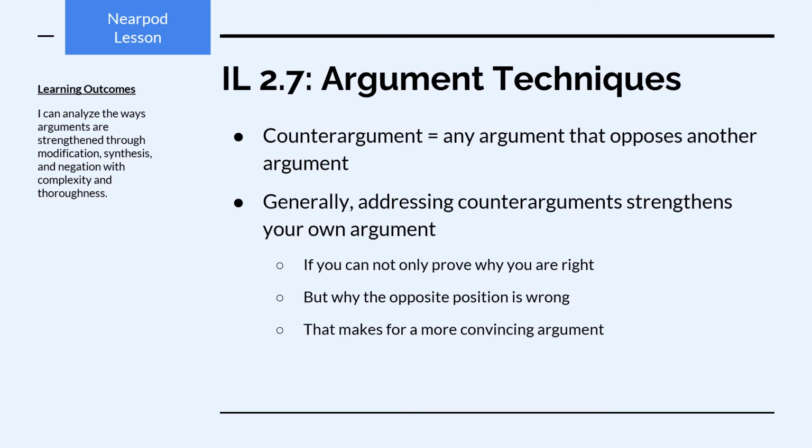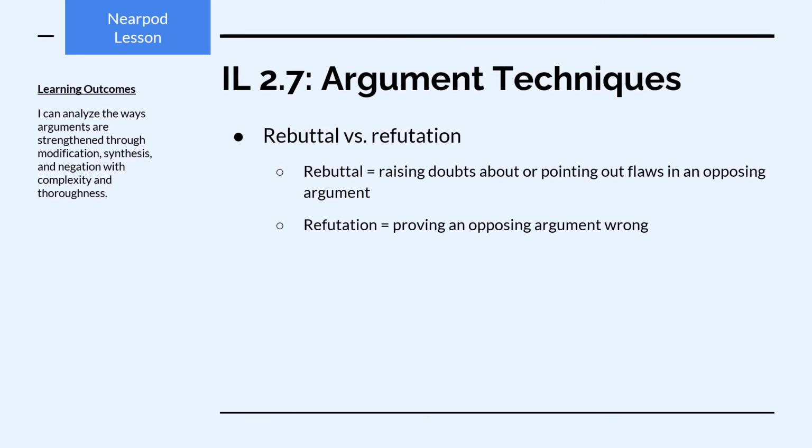Generally, by addressing counter-arguments, you're strengthening your own argument. Because if you can not only prove why you are right, but why the opposite position is wrong, that makes for a more convincing argument. So we have two devices here, rebuttal versus refutation. And honestly, a lot of people just use these two terms interchangeably. Technically, though, they do have two different functions or two different devices. Rebuttal is raising doubts about or pointing out flaws in an opposing argument, while refutation is actually proving an opposing argument wrong.